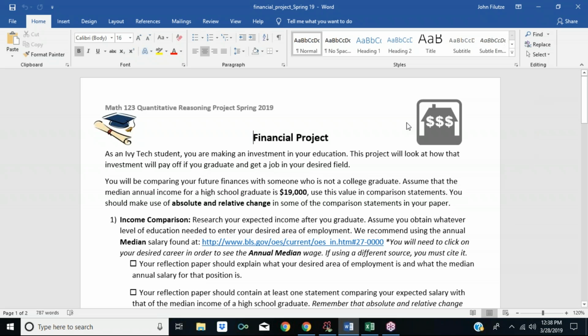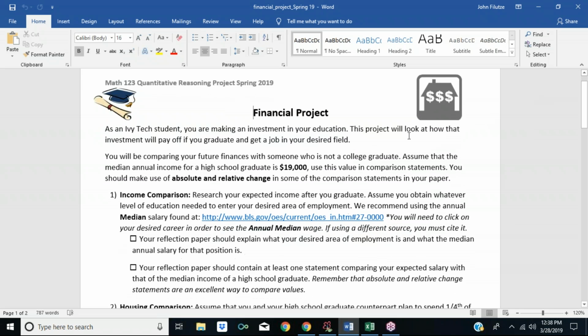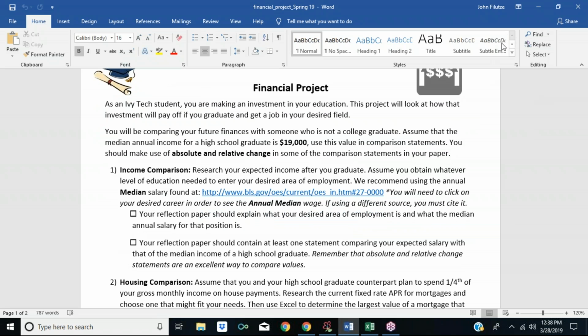All right, so let's look at this financial project. It says, as an Ivy Tech student, you're making an investment in your education. This project will look at how that investment will pay off if you graduate and get a job in your desired field. So we're going to compare your future finances with someone who's not a college graduate and assume that the median annual income for a high school graduate is $19,000.